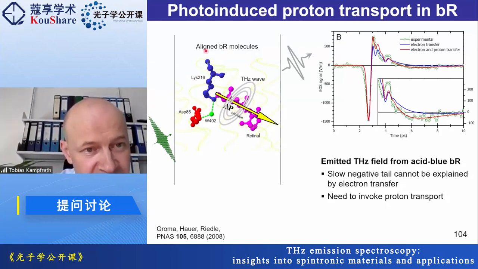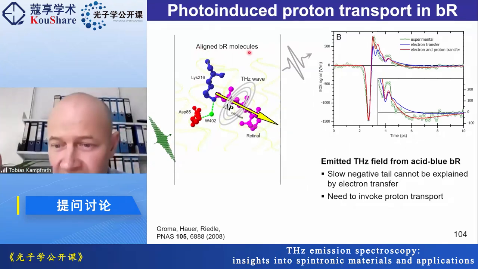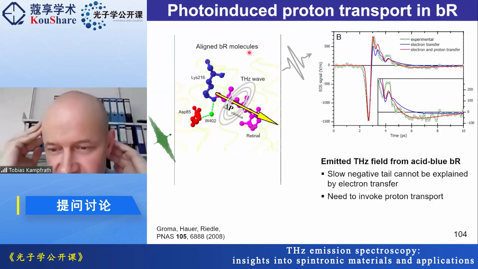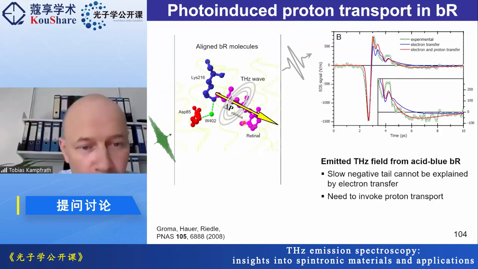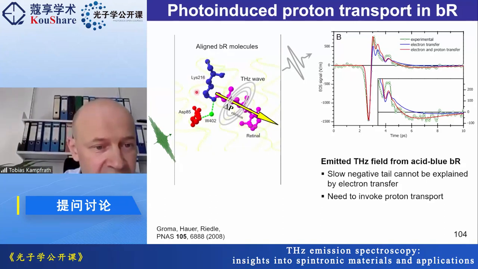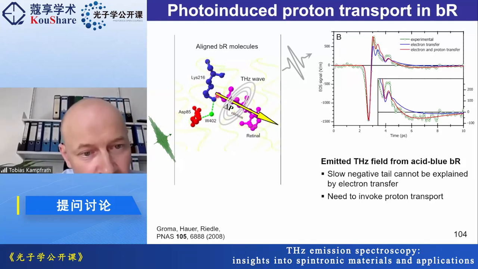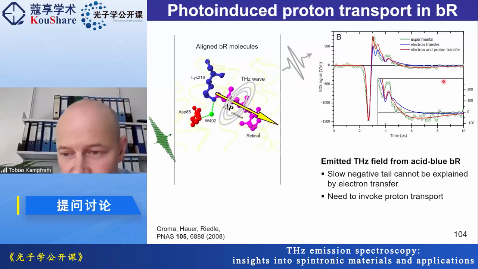So here we have the sample. You need bacterial rhodopsin molecules. They need to be aligned. If they are random, then we would get zero terahertz emission because everything would average away. But you can order them by some smart sample preparation, I guess, with external electric fields also. Then you take the sample, excite it with a femtosecond laser pulse, and then you get a charge transfer along this yellow arrow that emits terahertz radiation. And this is something you can measure.